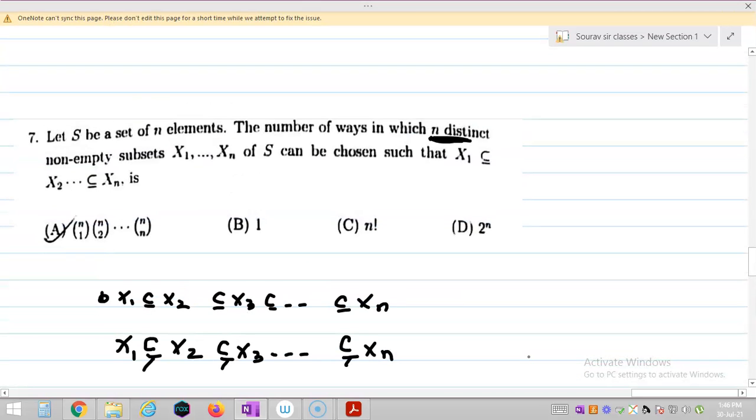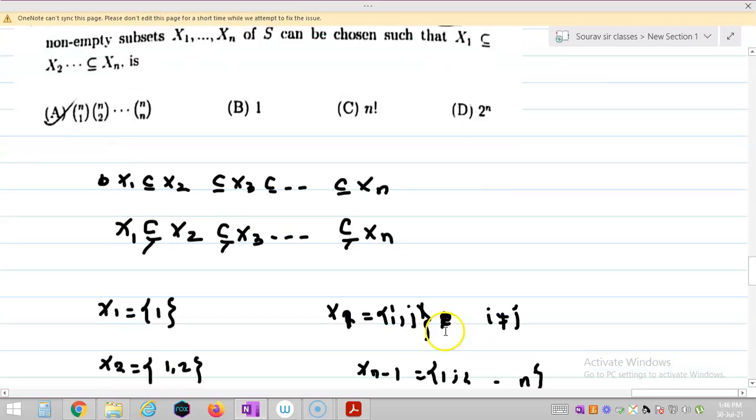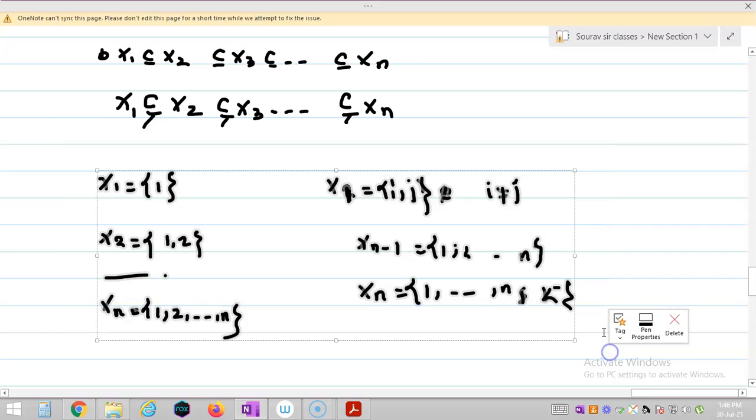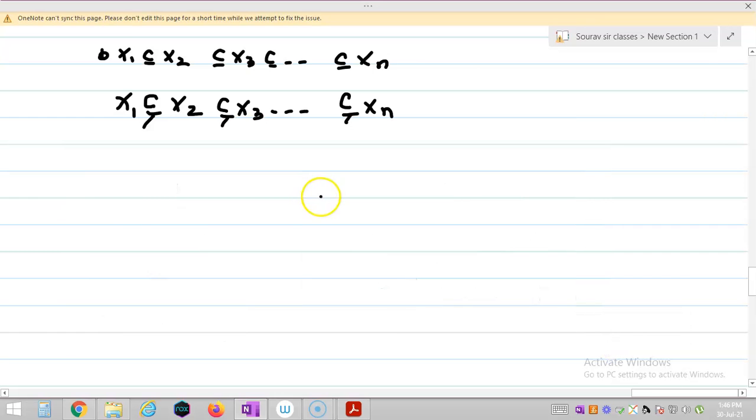But it is given that these sets belong to the set of n elements. I am considering the n elements as 1 to n, so this is a contradiction. So x1 cannot contain more than one element. Similarly, x2 cannot contain more than 2 elements, x3 cannot contain more than 3 elements, and in such a way xn cannot contain more than n elements. So x1 contains one element. Let me choose the n elements as 1, 2 up to n.